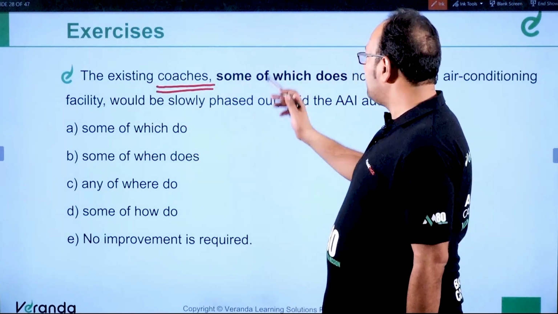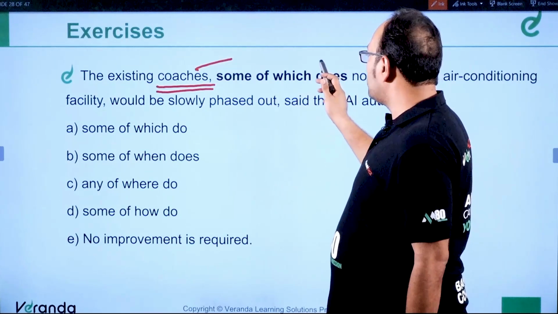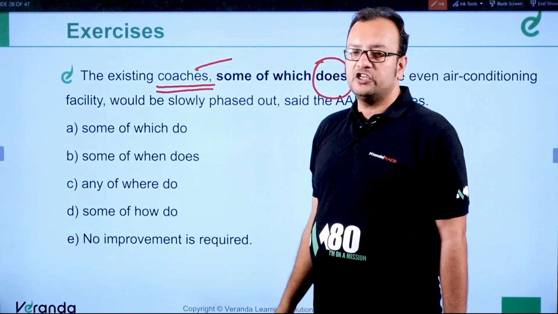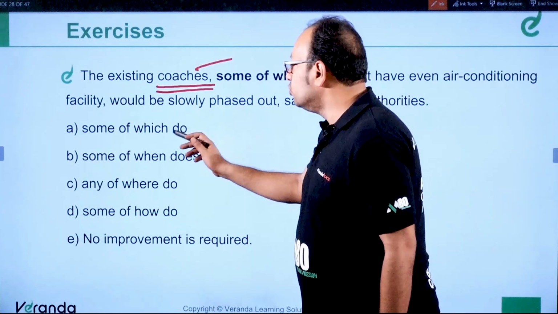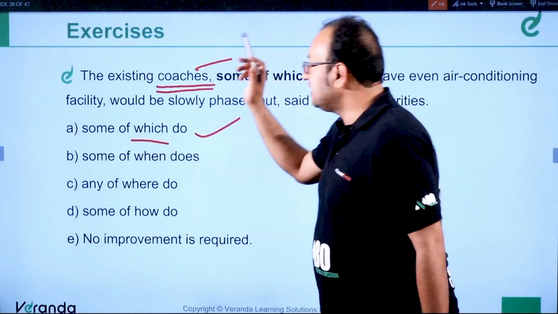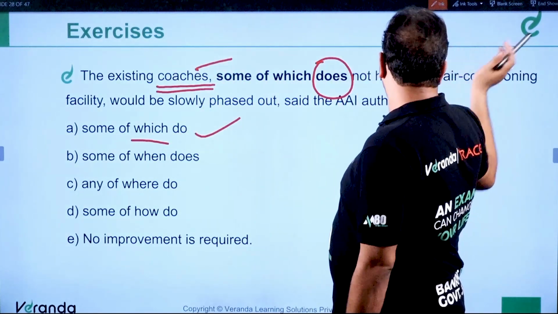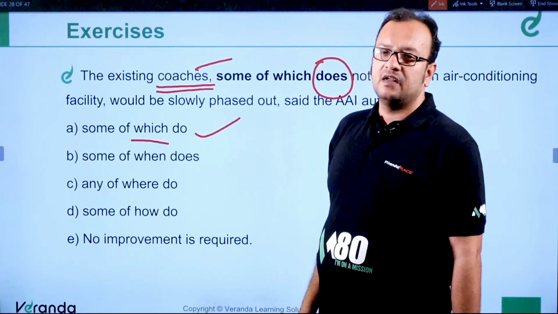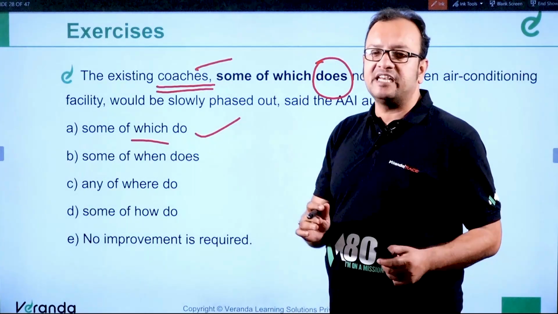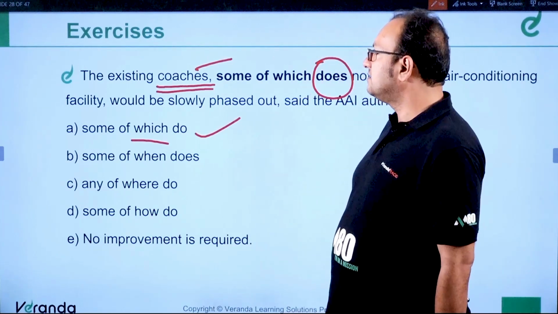The existing coaches, some of which does not. So it's talking about coaches, right? So it should not be does, it should be do. Some of which do. Because it's coaches, we can use which. So this is the correct answer. The existing coaches, some of which do not have even air conditioning facility. Coaches is a common gender noun, so we can use which for them. Clear? Okay, moving ahead.